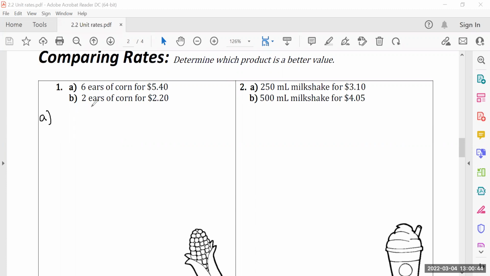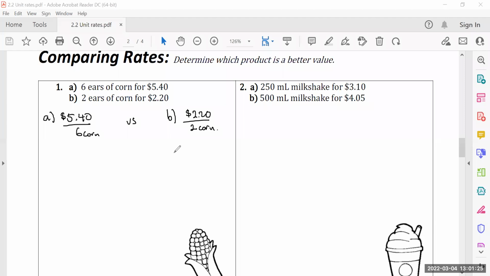Anyways, all right, everyone. 6 for 540 is your choice. Do you want to do how much corn per $1, or do you want to do how many dollars per 1 corn? It's really up to you. For me, being someone who does go grocery shopping, it makes sense to do how many corns can I get for, how much is 1 corn? So I'm going to do 540 per 6 corn versus B is 220 per 2 corn.